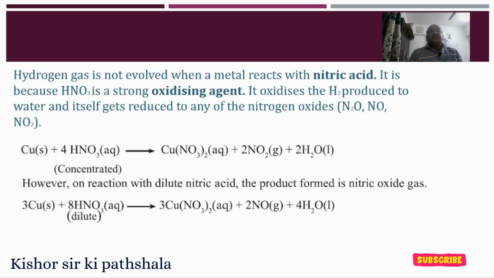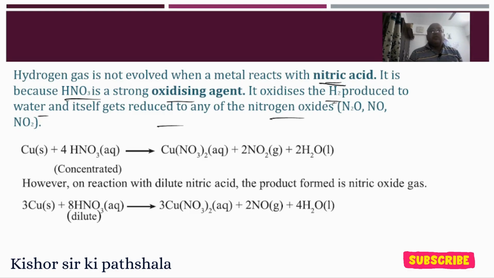Now, hydrogen gas is not evolved when metals react with nitric acid. Why so? Because nitric acid is a strong oxidizing agent. It oxidizes the hydrogen produced to water, and itself gets reduced to nitrogen oxides, like NO2 and NO.